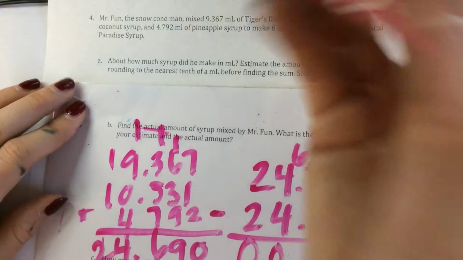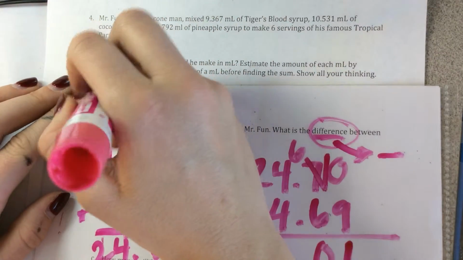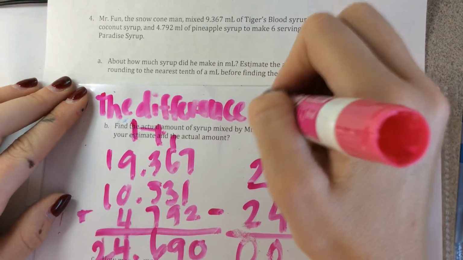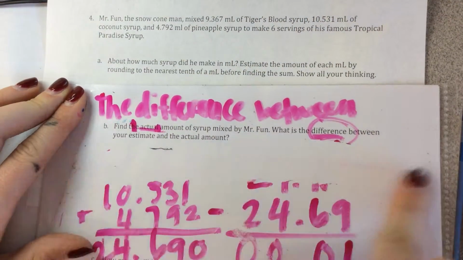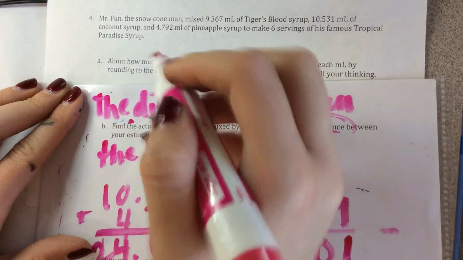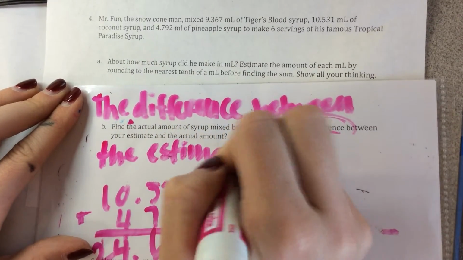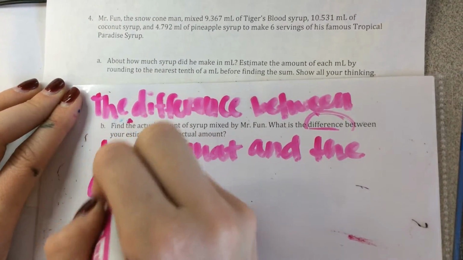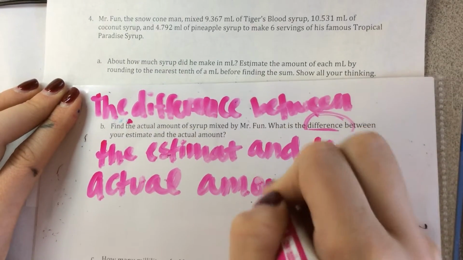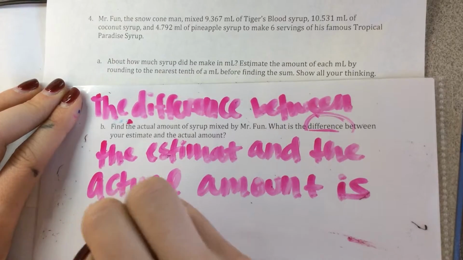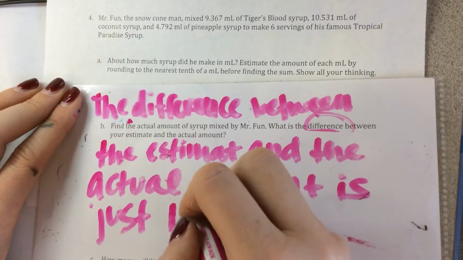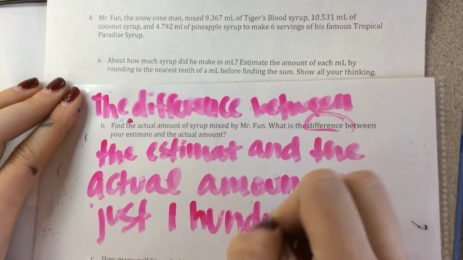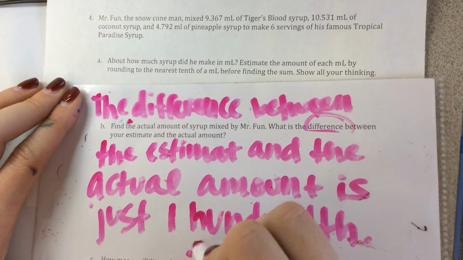So let's write our sentence up here. The difference between the estimate and the actual amount is just 1/100th. Was it 100th or 1,000th? Oh, I erased my answer. 100th. Or you can just write it as a decimal.